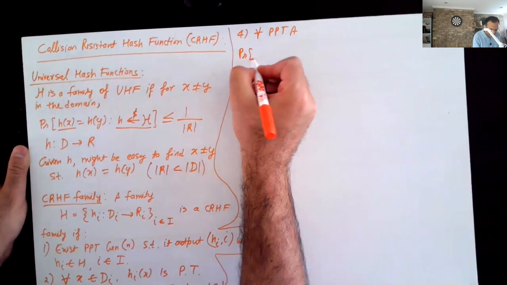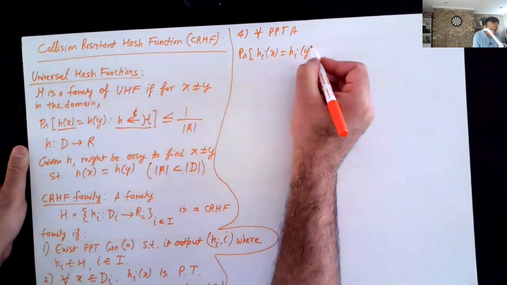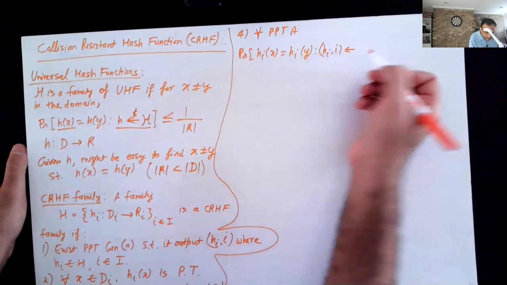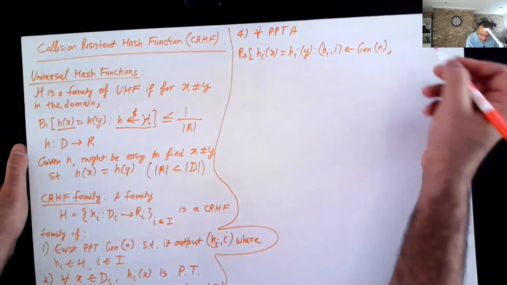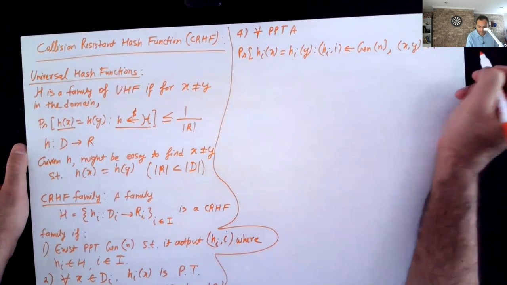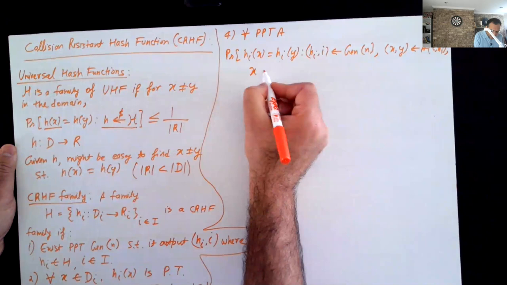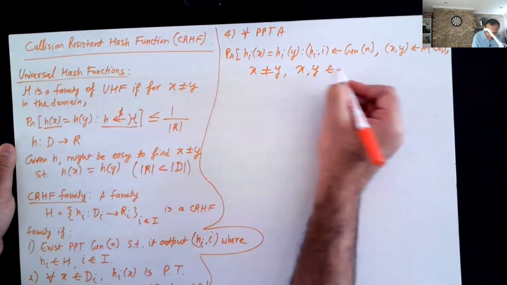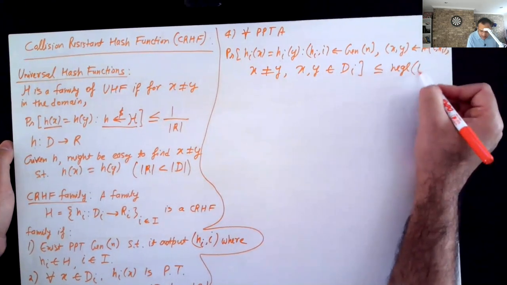So the probability that H_I of X equals H_I of Y, where H_I and I are coming from the key generation algorithm, and then X comma Y is produced by the adversary who is given I and H_I, and finally X is not equal to Y, and X and Y are in the domain of the hash function. This must be equal to negligible in the security parameter.